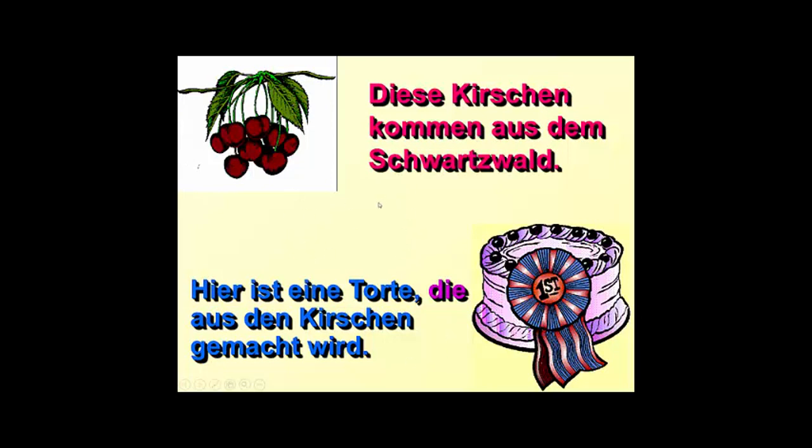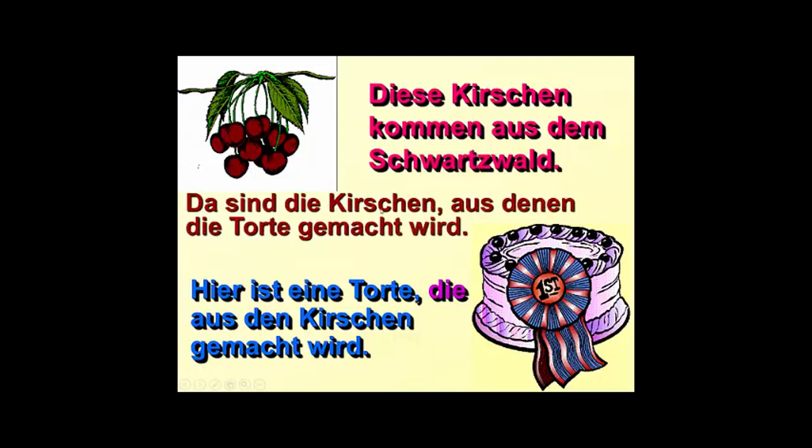Now you can of course combine this another way. You can say "diese Kirschen," from which this layered cake is made. So these cherries from which this layered cake is made are from the Black Forest. So if I take this sentence and put this extra information from here into it, it would look like this. "Da sind die Kirschen, aus denen die Torte gemacht wird." So there are the cherries from which the layered cake is made.